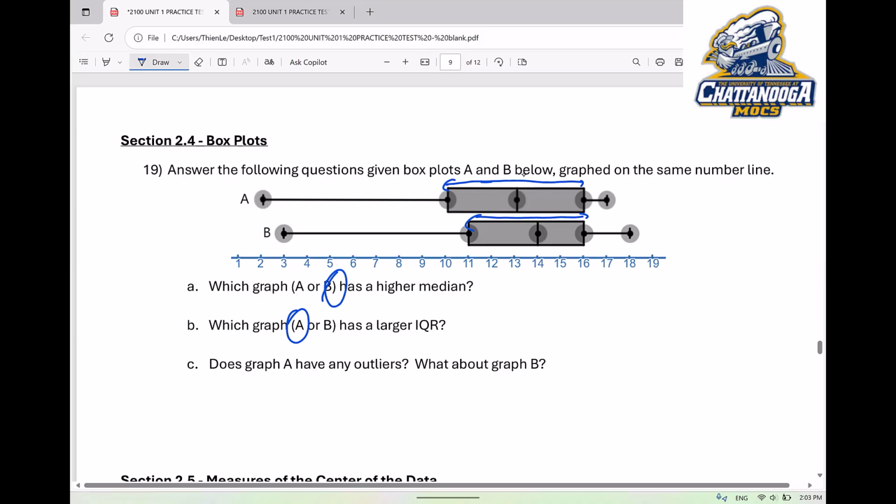Does graph A have any outliers? What about graph B? You can see for both graphs the outliers are often represented by an asterisk in a box plot.